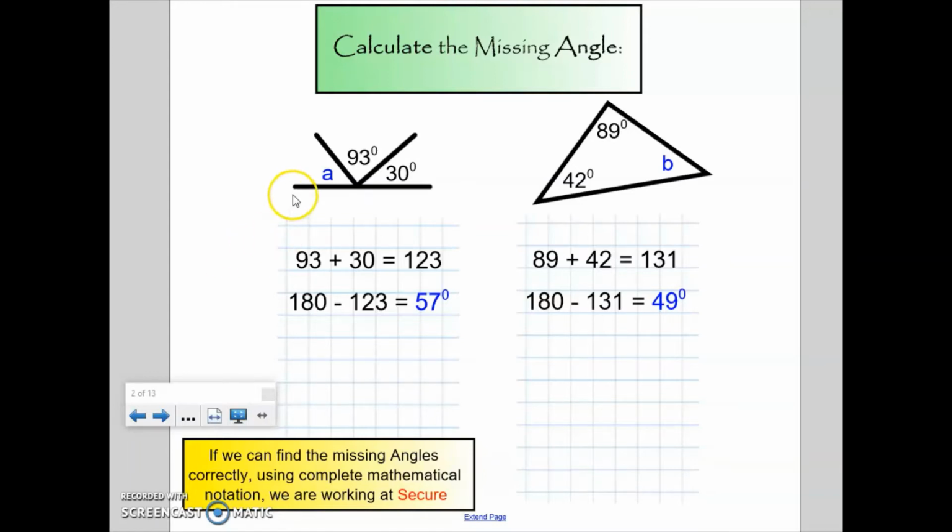So the first two facts. Angles on a straight line have to add up to 180. Angles within a triangle also have to add up to 180.